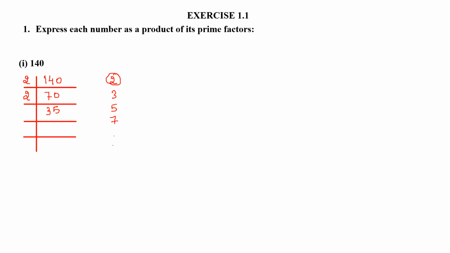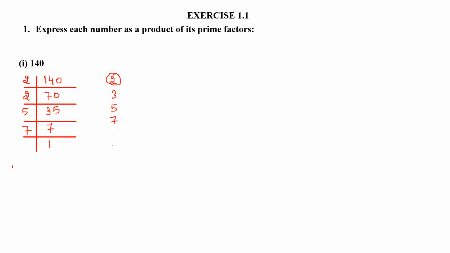Now 35 won't be divisible by 2. So you have to move to the next prime number, which is 3. And we know that 35 doesn't come in the table of 3 also. So we will move to the next prime number, which is 5. So you should know the divisibility rules also. It will make your work easier. So 5 table I know 35 comes. So 5 times 7 will give me 35. And 7 itself is a prime number. So 7 times 1. Once you get a 1, it means your prime factorization is over.